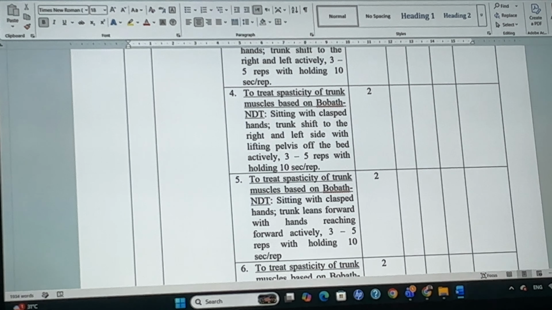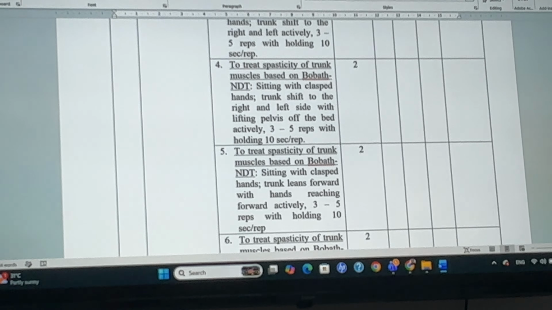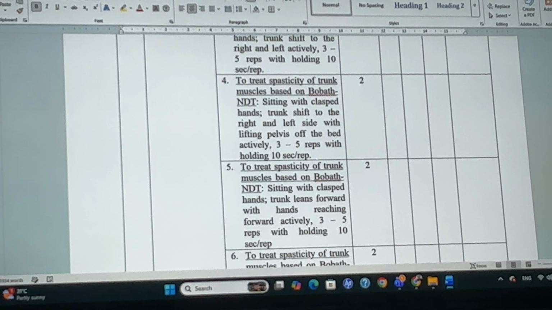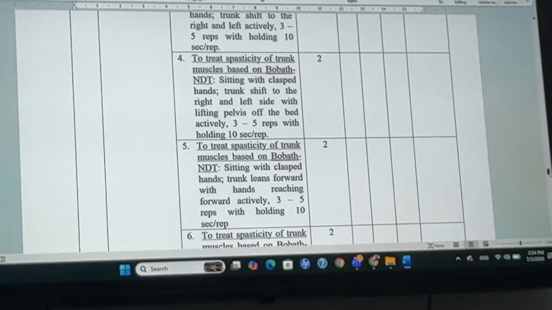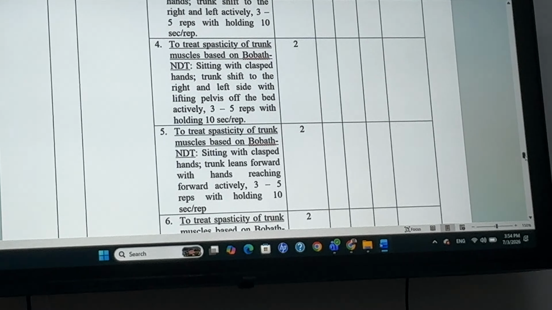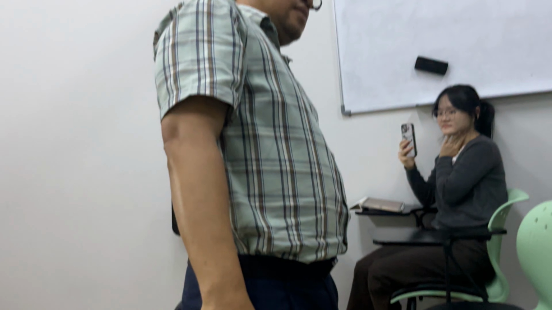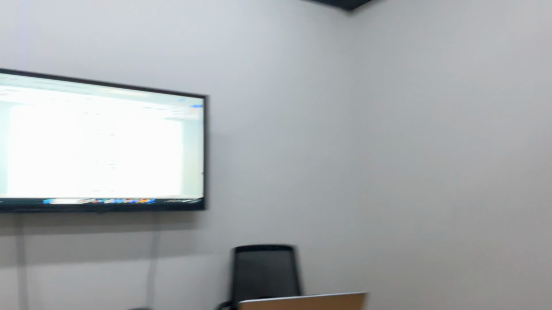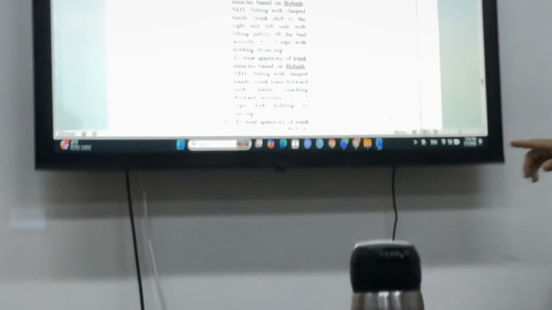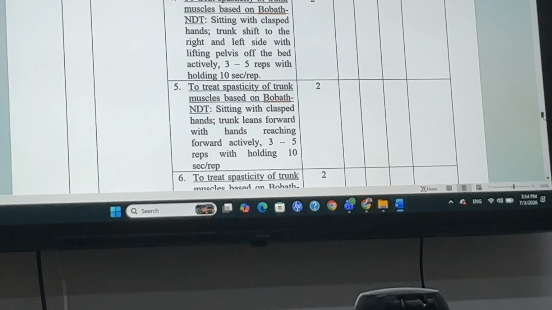So if you want to reduce the spasticity using Bobath, sit with clasped hands and then shift the trunk to the right and left, like this. Or you can sit like this, just side flexions, or you lean your trunk away from the affected side. The repetition, I just put 3 to 5 repetitions, up to you.